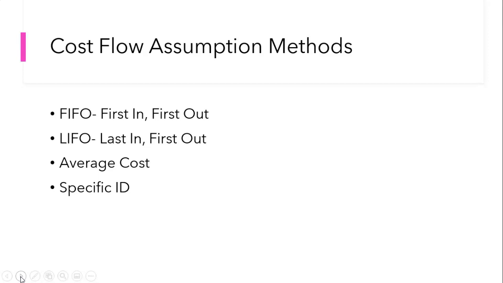The specific identification method means that we have some way of specifically identifying each hammer. So maybe on the $2 ones, we put a round red circle. And on the $3 ones, we put a green square sticker. And on the $4 ones, we put a purple triangle sticker. So when the person brings the hammer up, the cashier can say, oh, this is one of the green squares, so this must cost $3. And then they would debit cost of goods sold and credit inventory for the $3, the exact original cost of that hammer.